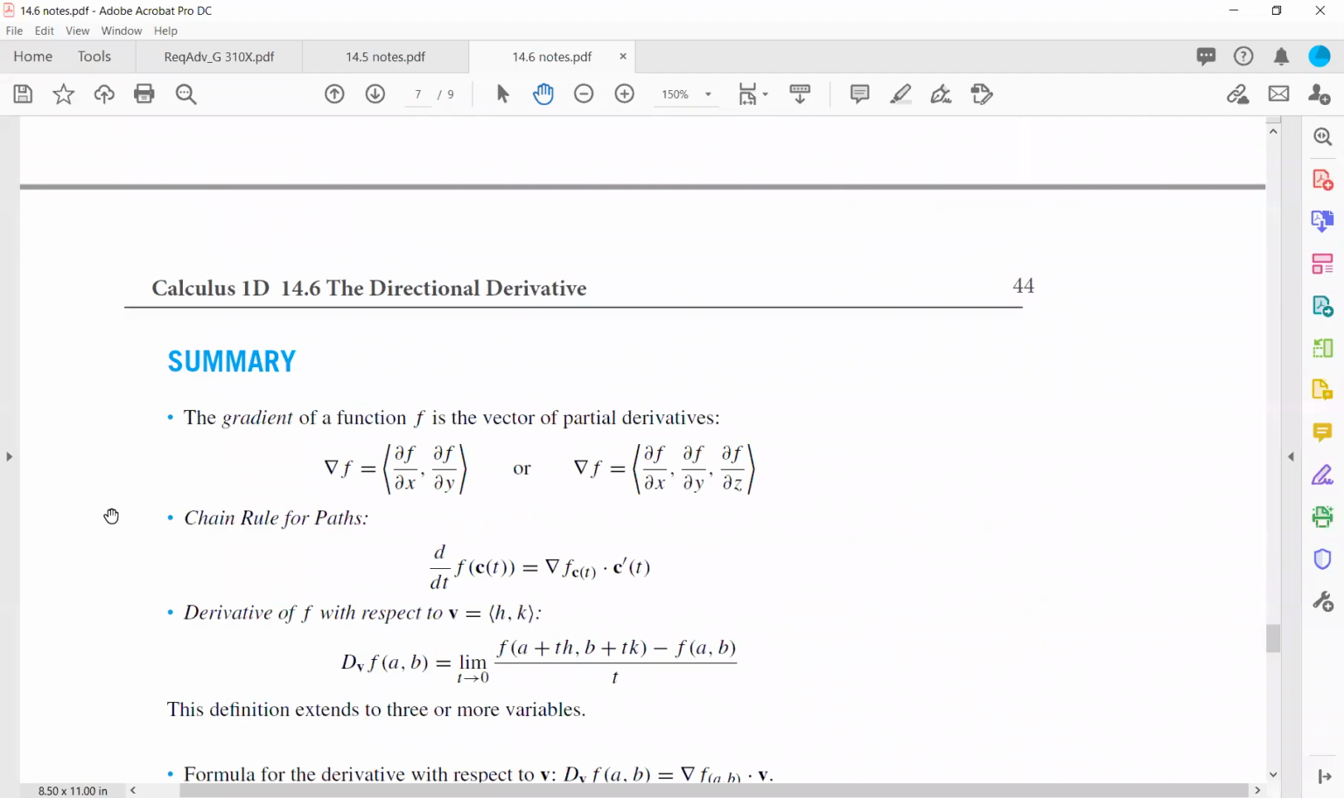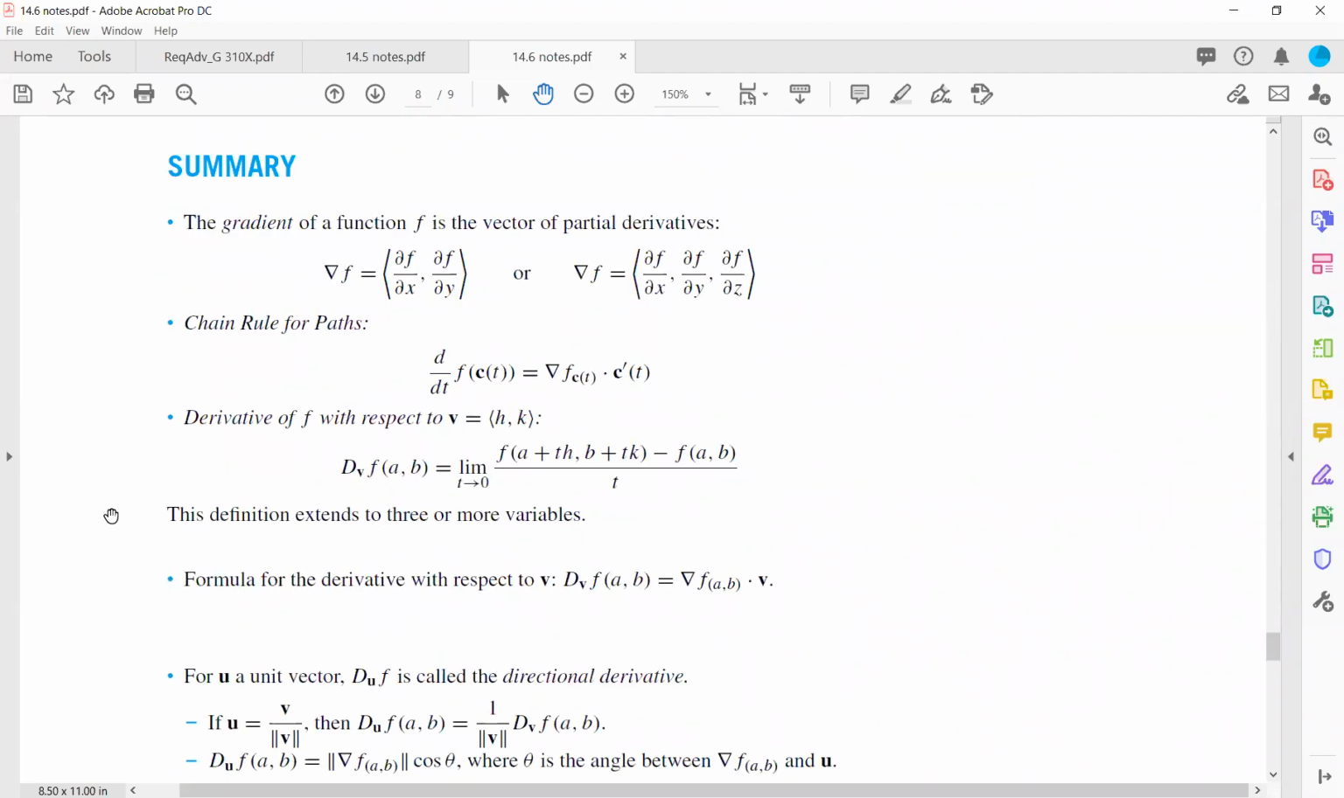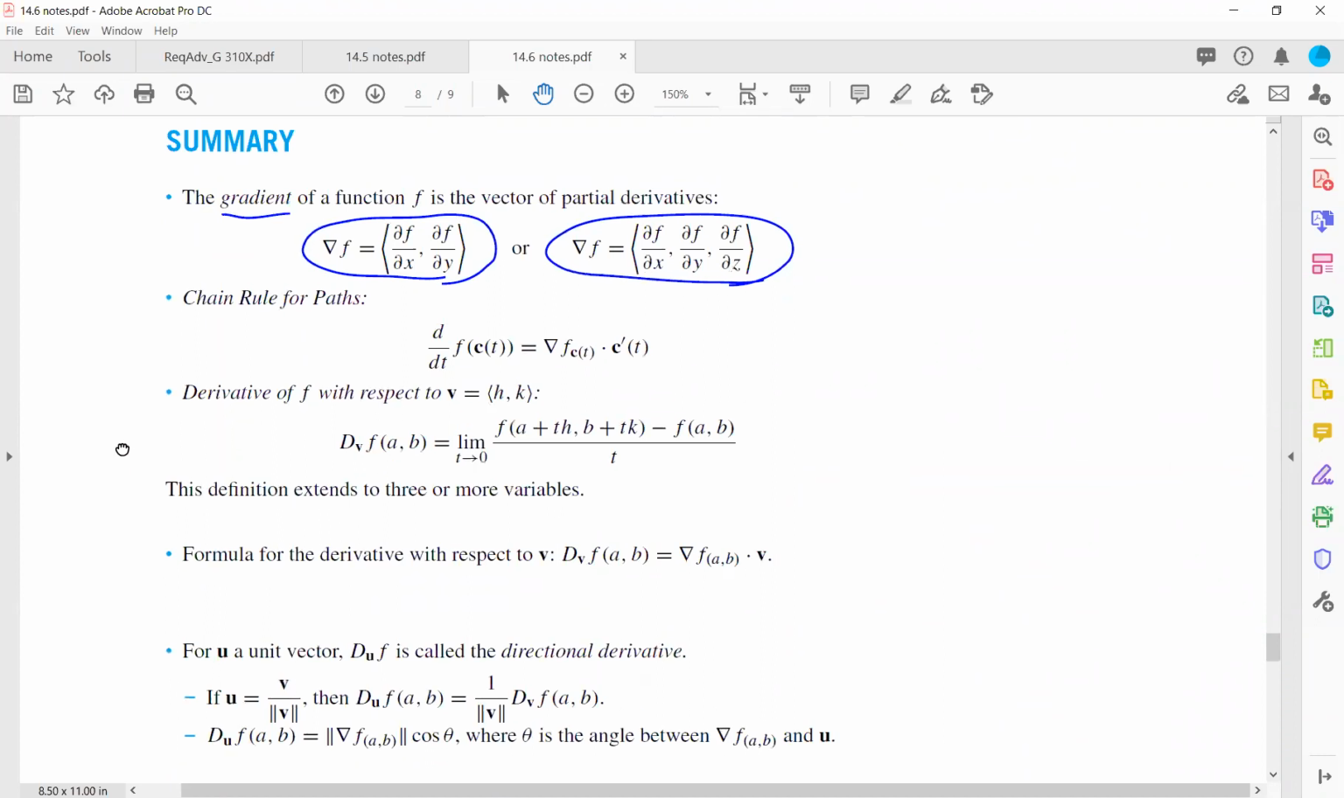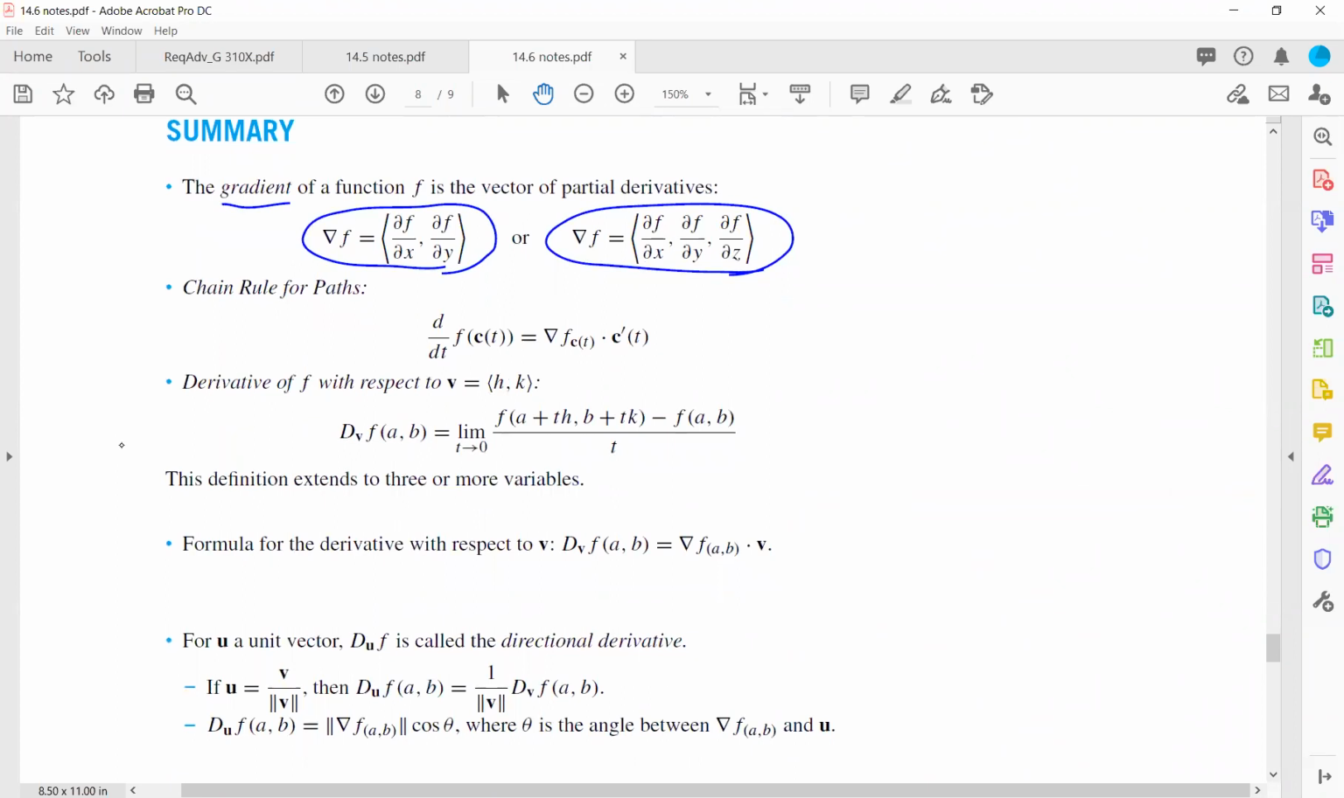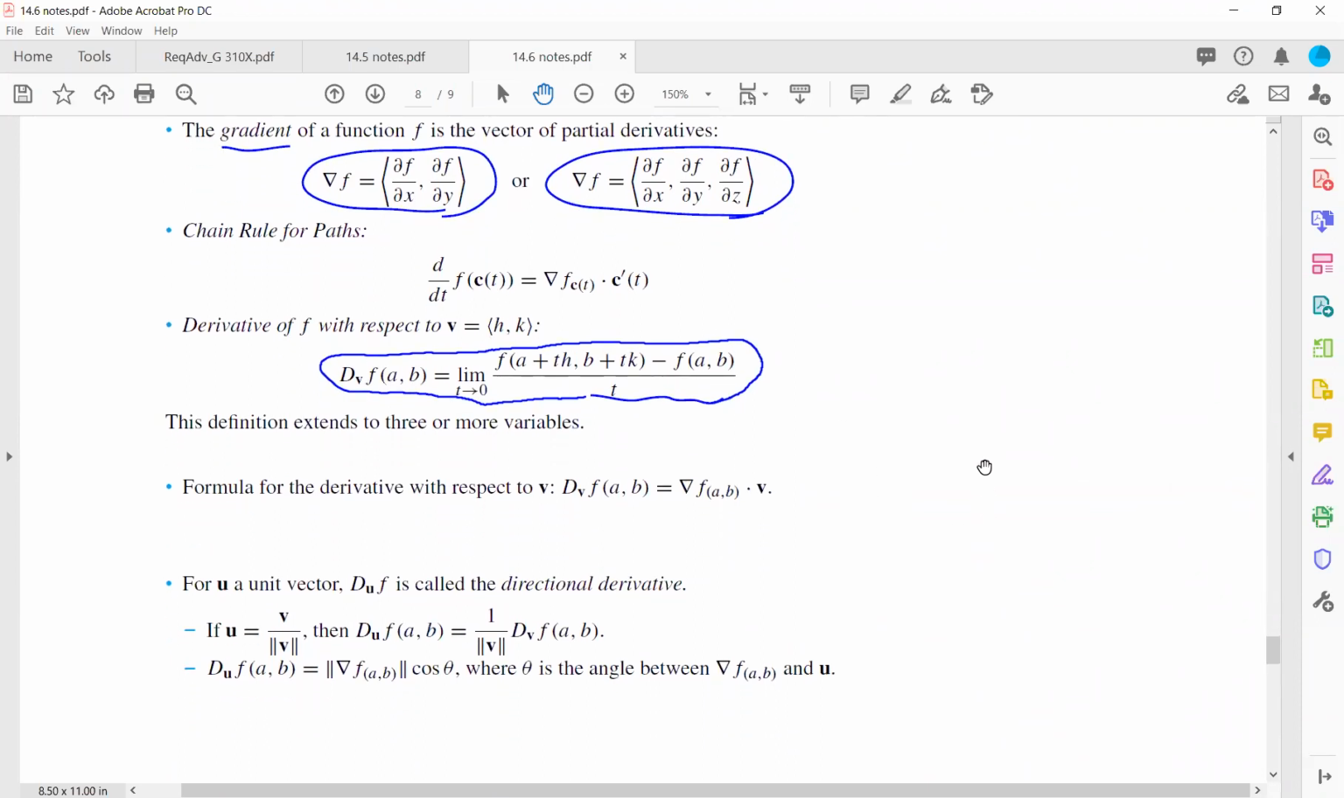Very well. The next page is just a summary for you. That's how we define the gradient of a function in 2 variables and in 3 variables. Chain rule for paths: the derivative of f of c(t) can be written as the gradient of f times the derivative of the path. The derivative of f with respect to v is defined as the limit of f of (a plus th, b plus th) minus f of (a, b), divided by t, as t goes to 0. Then you can define the derivative with respect to v as the directional derivative of f in the direction of v, which is the dot product between the gradient of f and vector v.